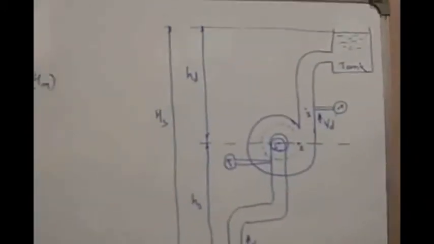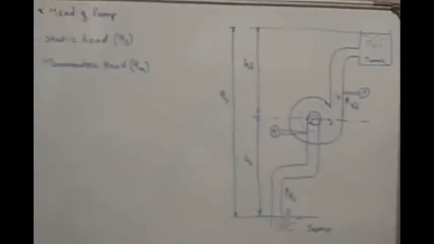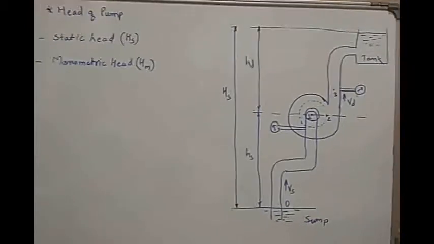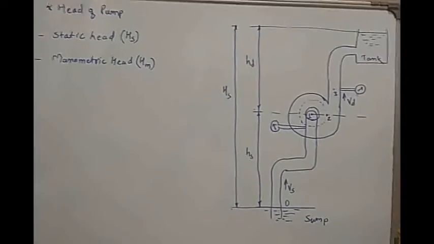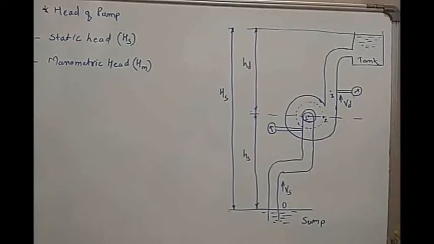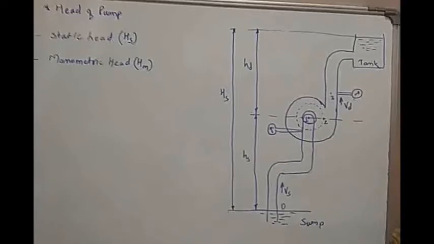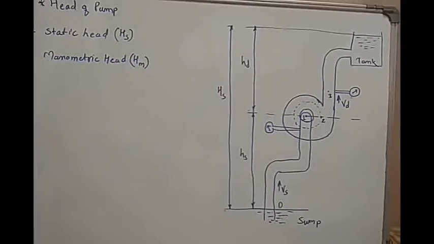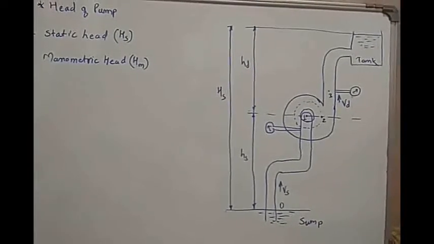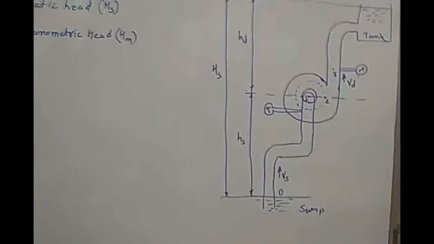For that, you see this particular diagram I have drawn over here. You can see the static head H is the vertical distance between the liquid surfaces in the sump and in the tank. Now the vertical distance between the center of the pump and the surface of liquid in the sump is known as small hs, that is this one. This is known as the suction lift as well.